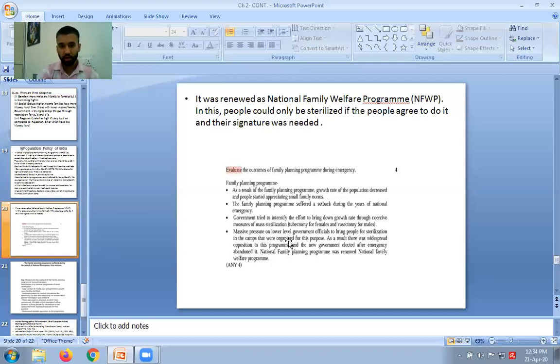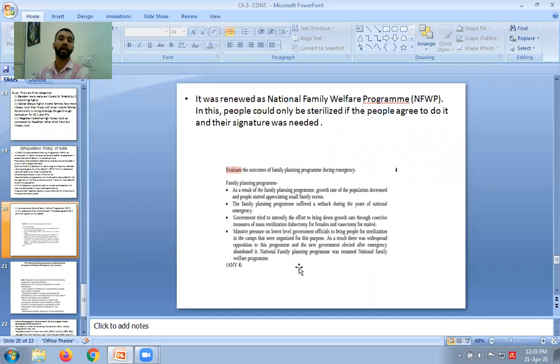Massive pressure on the low level government officials to bring people for sterilization, and the camps that were organized for this purpose. As a result, there was widespread opposition to this program. The new government after the emergency abandoned it, and the National Family Planning Program was renamed as the National Family Welfare Program.